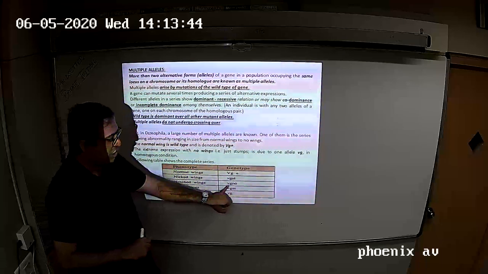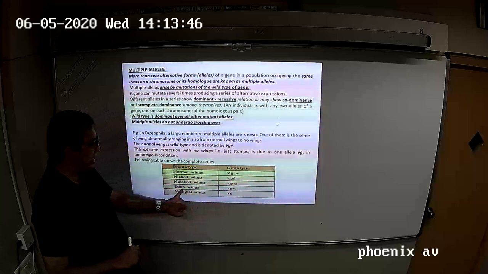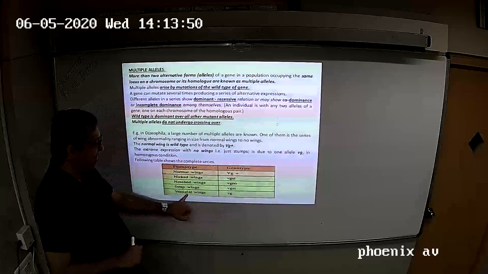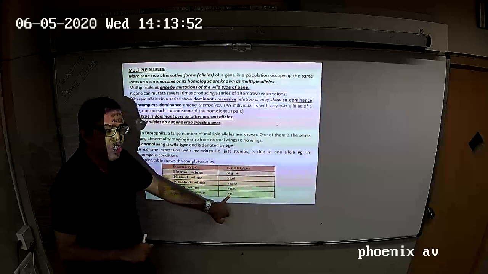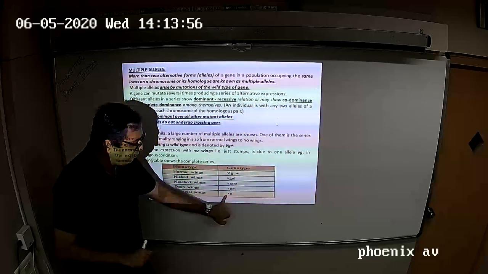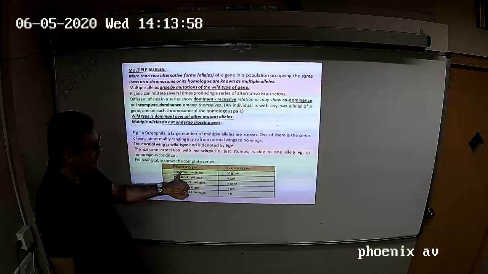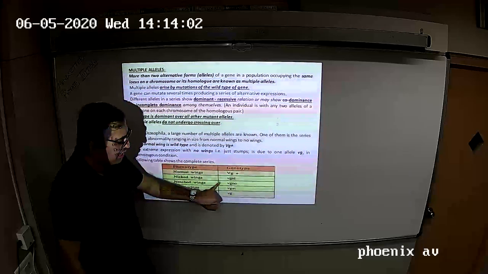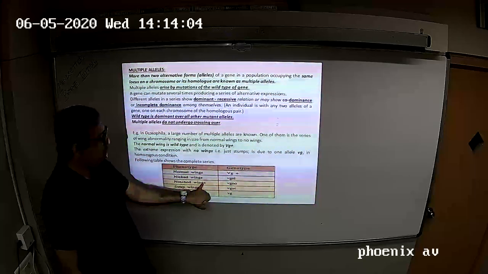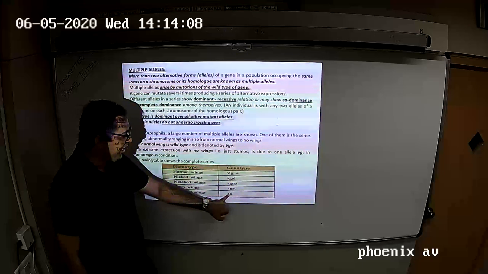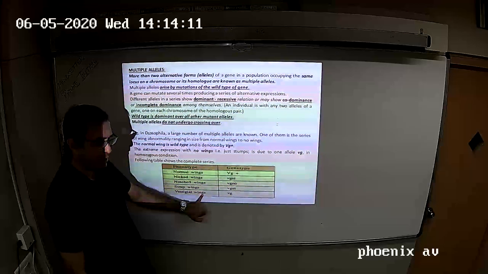Notched wings, which is VgNo. Strap wings, which is VgSt. And vestigial wings, which is Vg. So how many genotypes are possible? Five. Vg plus is for normal wing, VgNi is for nicked wing, VgNo is for notched wing, VgSt is for strap wing, and Vg is for vestigial wing.